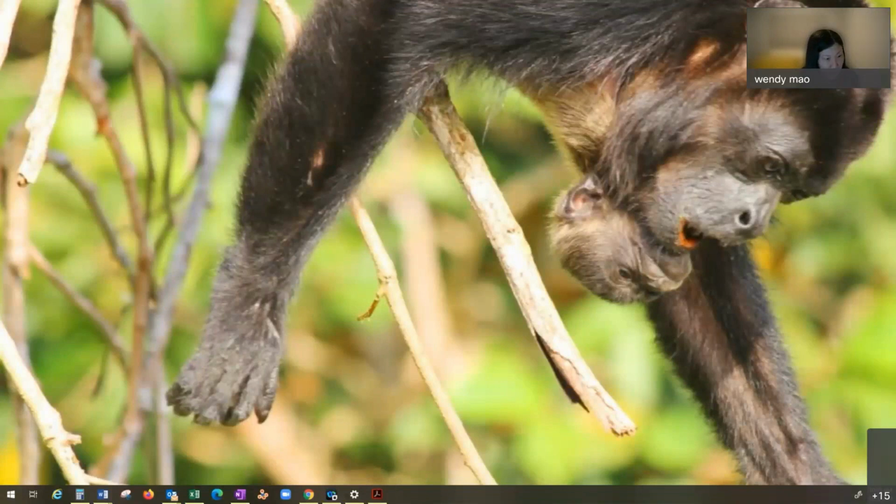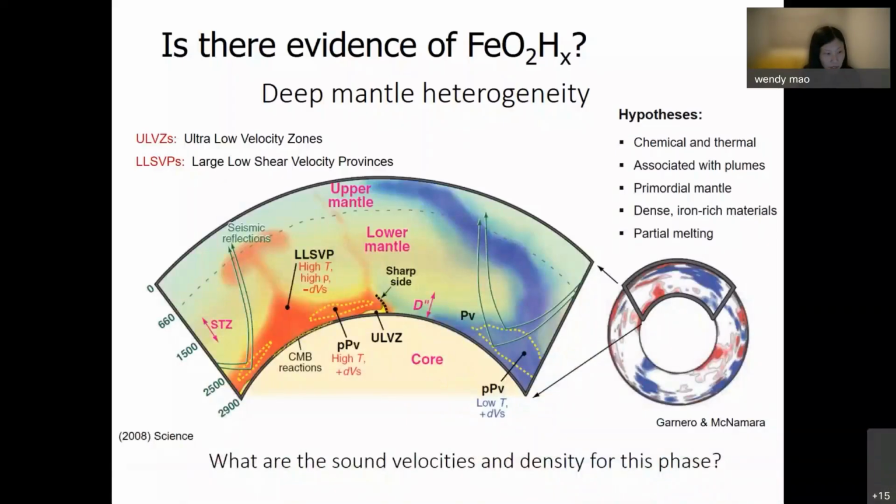Restarting the program now. The next slide I'm going to show is just to say that, okay, we've done this battery of measurements on FeO2. And then the question is, is it even relevant to the Earth? Was there any evidence that there might even be this new phase in our planet?